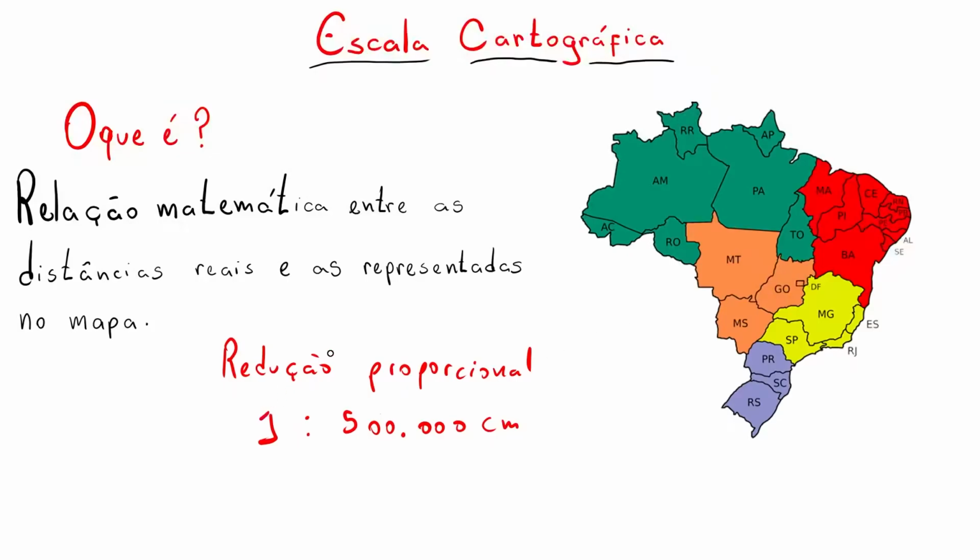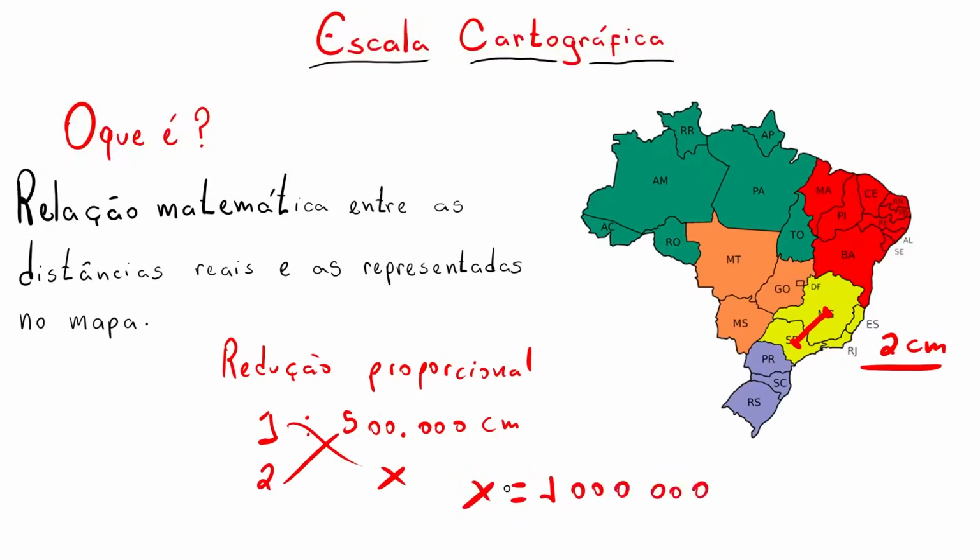What do you mean? If I take my ruler here and draw a line segment between São Paulo and Minas Gerais, and I see that this line segment is 2 centimeters, what does that mean? If 1 is worth 500,000, how much will 2 be worth? Then I do that basic proportion setup. It's simple. I'll get that x is worth 1 million. So this distance, obviously hypothetical, will be worth 1 million centimeters. Right? So this is the basic principle of map scale.